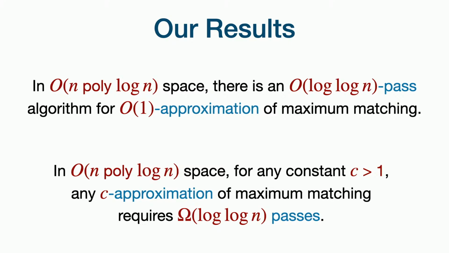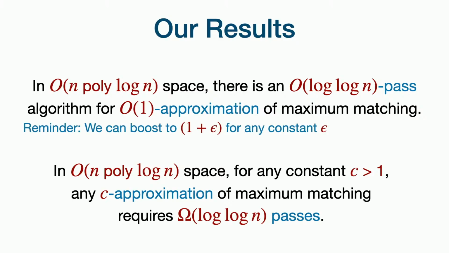Okay, slightly more precisely, we prove these 2 results. The first is an upper bound that there's a log log n pass algorithm for constant approximate maximum matching. And again, I want to give a reminder that the approximation can be immediately boosted to 1 plus epsilon for any constant epsilon. And on the other hand, we also prove that with n polylog n space, any constant approximation requires log log n passes.